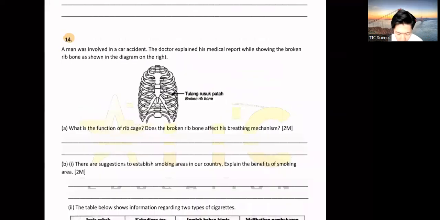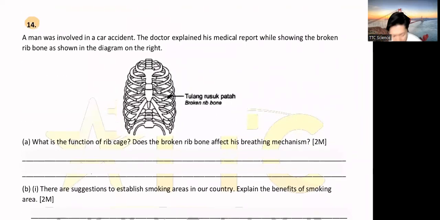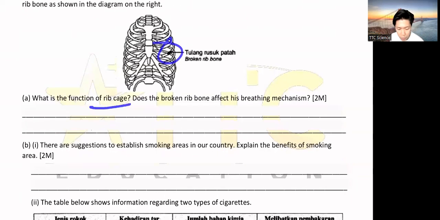Okay, question 14. A man was involved in a car accident. The doctor explained that the medical report is showing a broken rib bone. Okay, so there's a broken rib. So what is the function of the rib? First question. And does the broken rib affect breathing? Okay, so first question is function. So rib cage is to protect what? Who doesn't know this one? What is in your rib cage? So ribs are to protect your lungs, and one more thing is your heart, right?